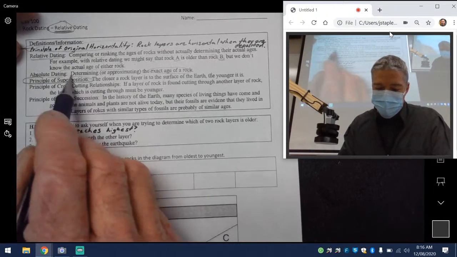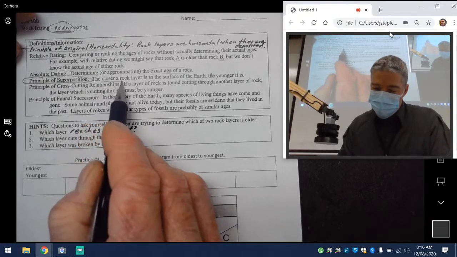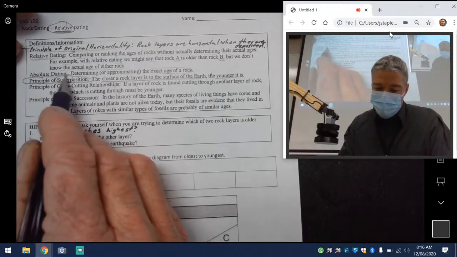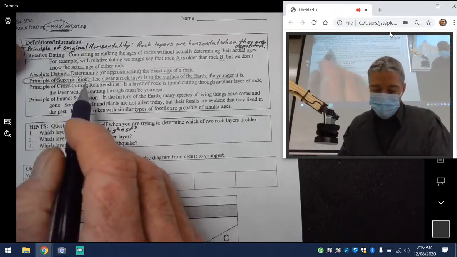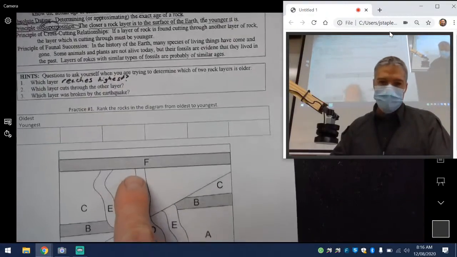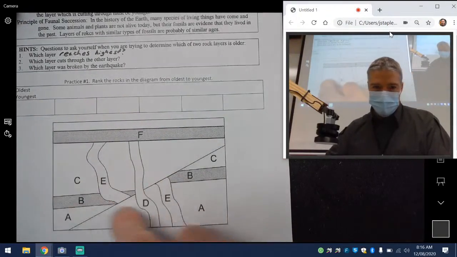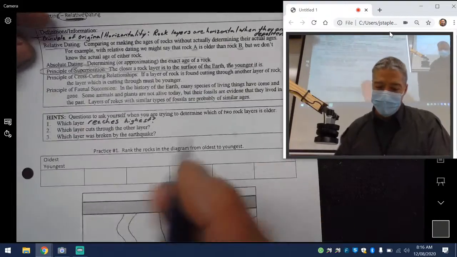Principle of superposition. This is an important one. This is the one that I was saying. This is a different way of saying it. The closer a rock layer is to the surface, the younger it is. So super means sort of better or above. Position is where it is. Superposition, this principle is called that because things that are above are younger than things that are below. So as you go down, you get older. As you go up, you get younger.